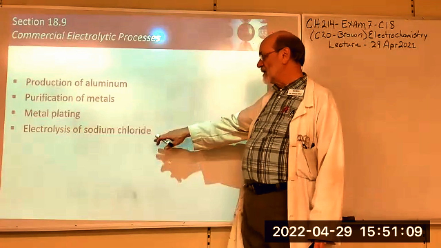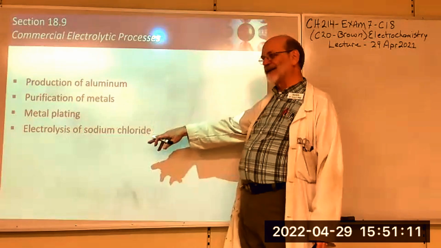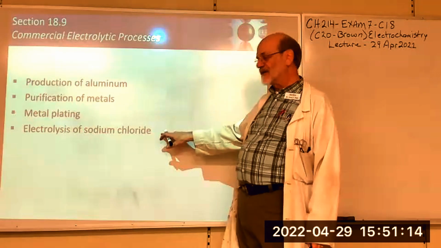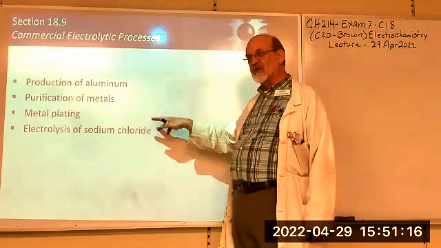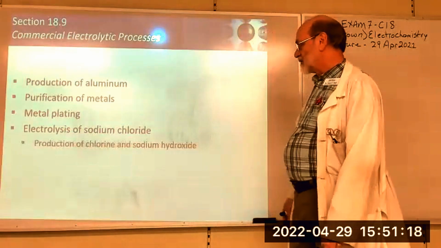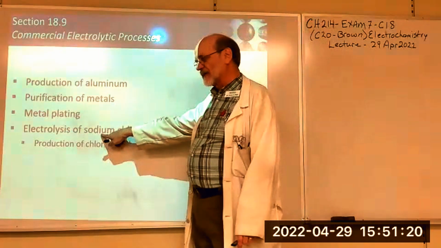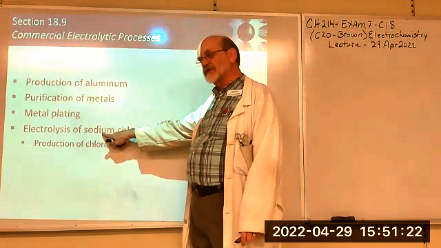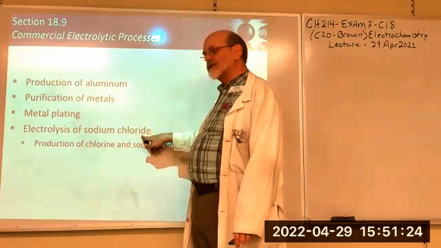Electrolysis is used to produce sodium metal and chlorine gas. All you have to do is split sodium chloride. So we would reduce sodium and oxidize chlorine.